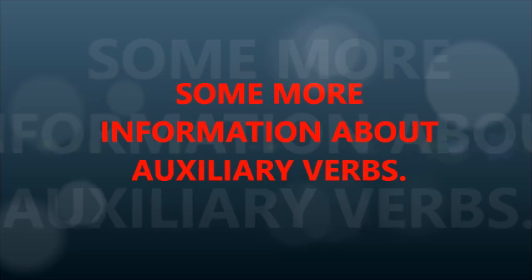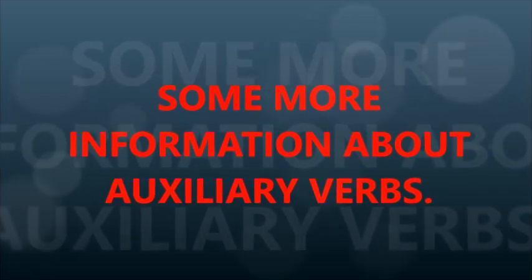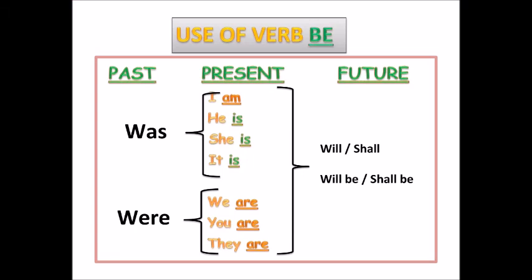Some more information about auxiliary verbs. Verb be becomes was in past tense with I, he, she and it, and becomes were with we, you and they. And in future tense it becomes will be or shall be with all the subjects.